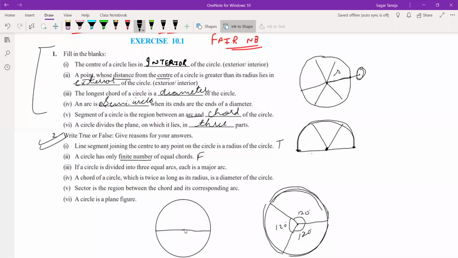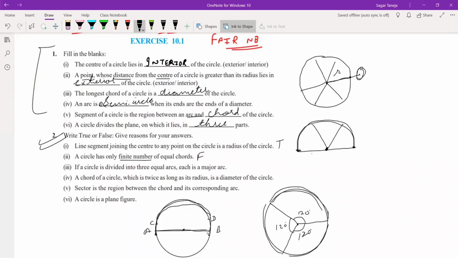This is a diameter AB. If you have an arc from, suppose, C to D like this, then it is a minor arc. If you have an arc which is greater than this, starting from this point and ending after the diameter, if the endpoints of the arc are after the diameter, it means it is a major arc.